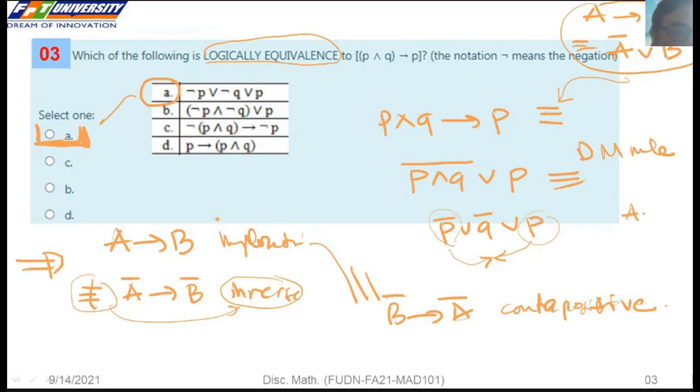We can say A or not A equals true. So we have true or anything. It means true. So true. But we choose the first one.